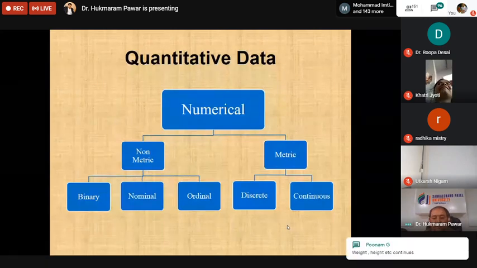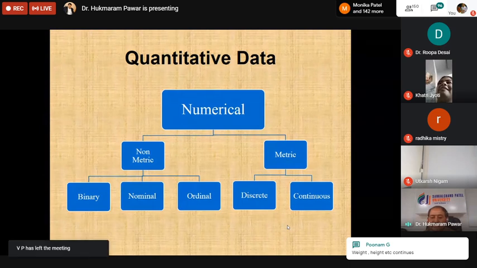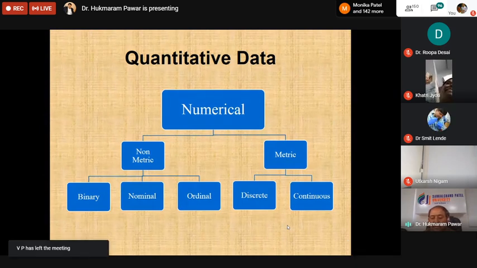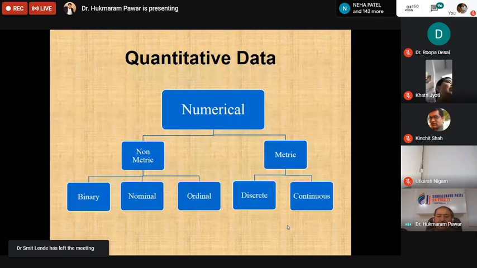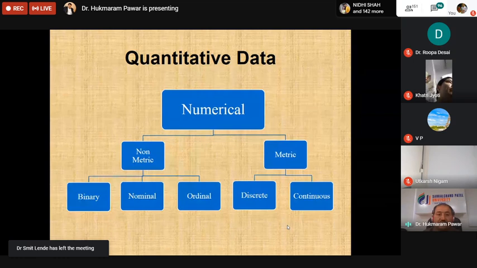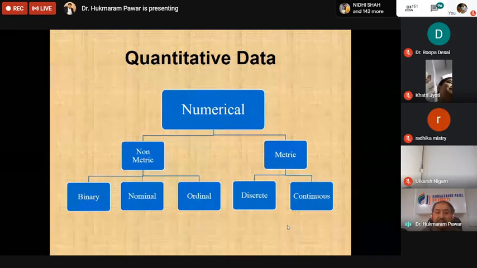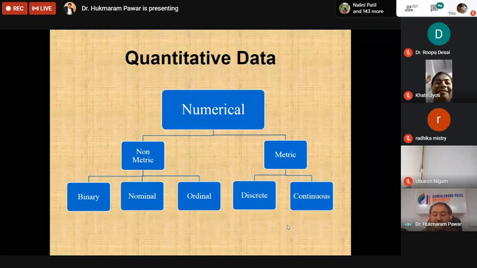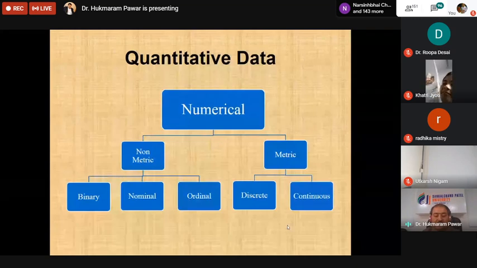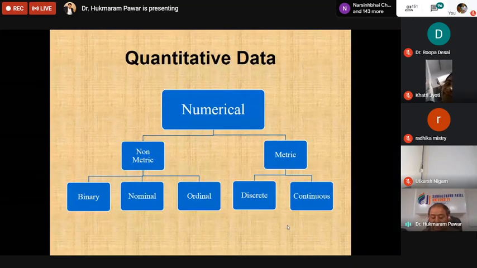So after nominal and ordinal, the next categories are ratio and interval, which come under metric data. So these are the classifications of data, and it is very necessary to understand these types and the nature of data. Then you can understand what nominal, ordinal, ratio, and interval are, which are normally used in our research purpose and in our research analysis.